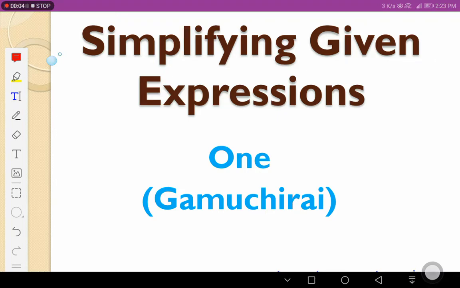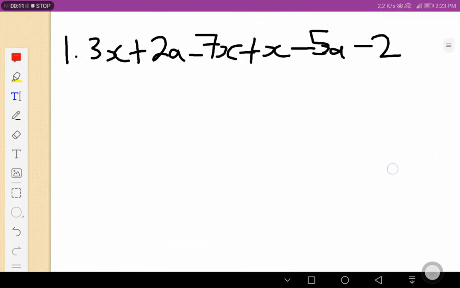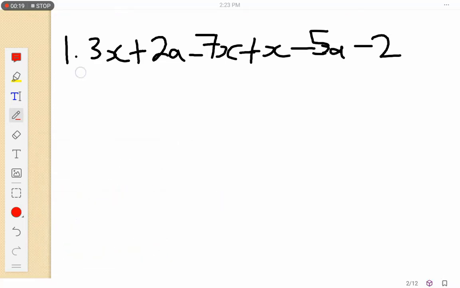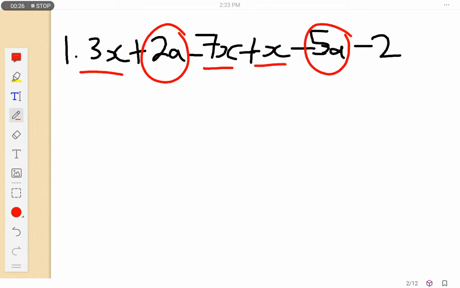Today I want us to look at simplifying given expressions. So I've got a couple of questions that I want us to look at. So here is number 1. We want to express this one and simplify it. For this question, what we do is group like terms: the ones with x together, then the ones with a together, then the one which does not have any letter on its own.